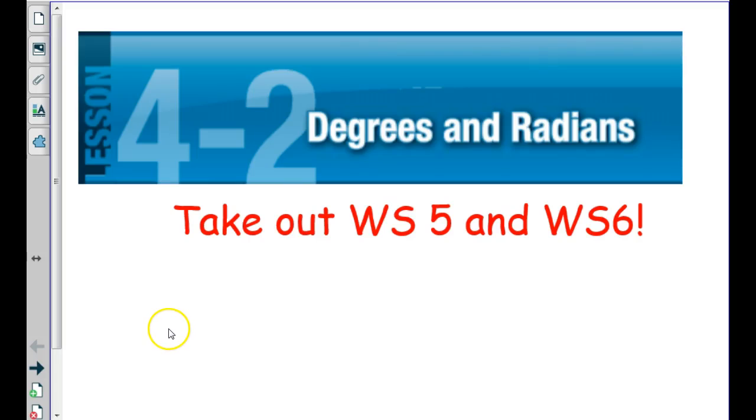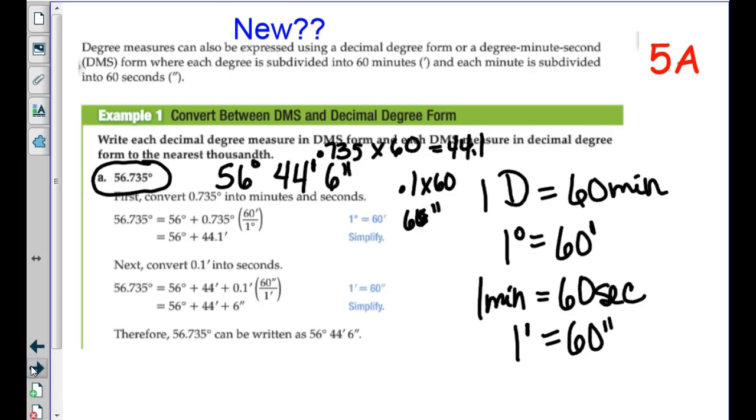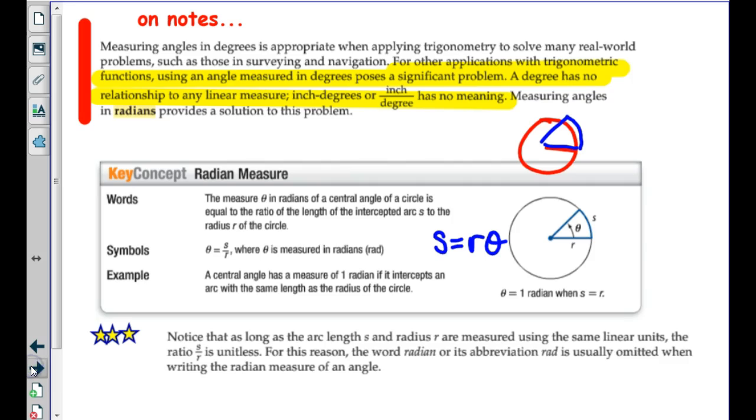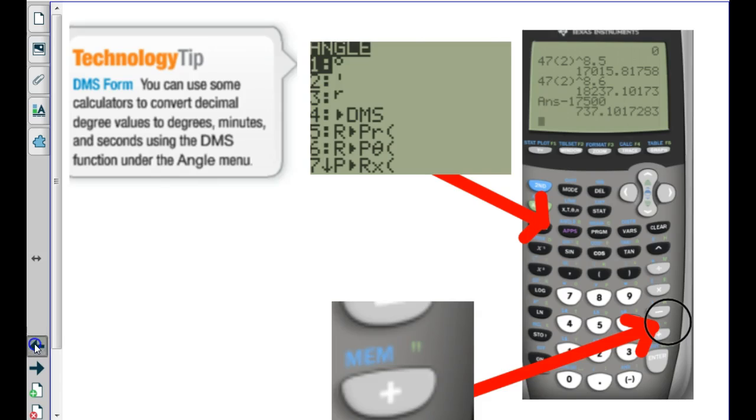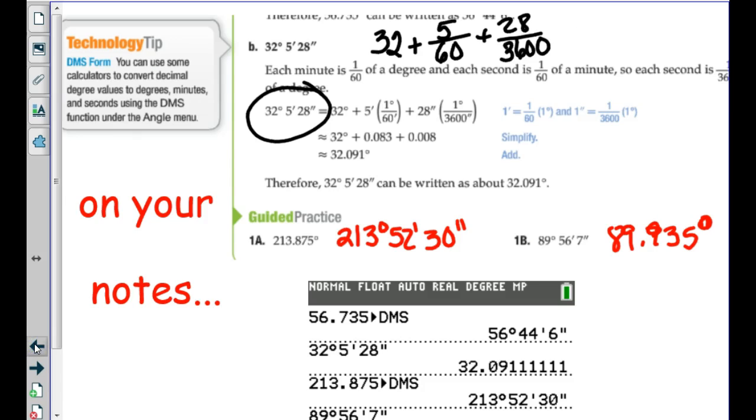To pick up where we left off yesterday, we were talking about angular and linear velocity. We're just getting started. Do you remember where those buttons are for degrees, minutes, and seconds? It's under the angle menu. And where's the little quotes if you're going the other direction? Yeah, the home screen there. Okay.